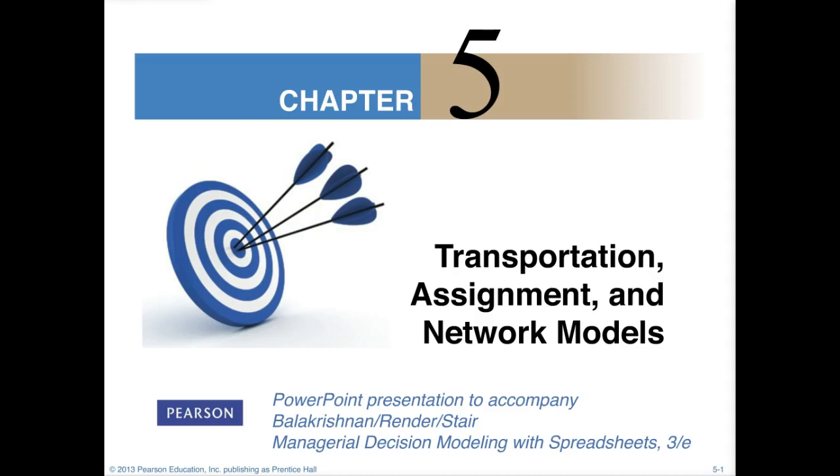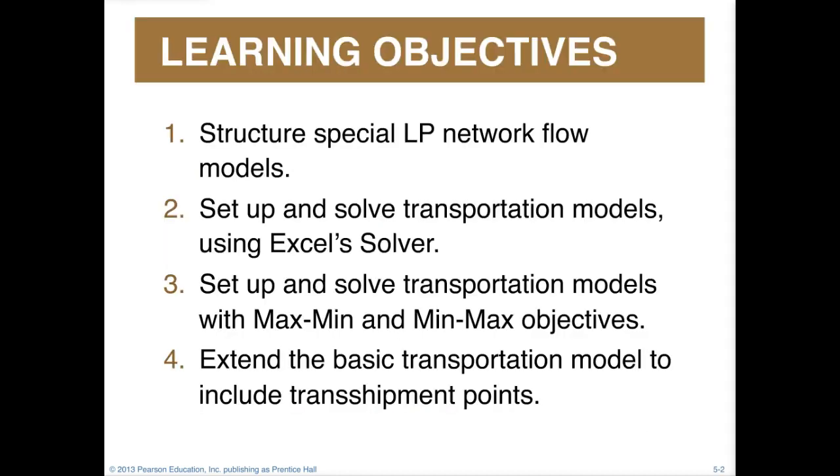So our objectives are as follows. We want to structure special linear programming network flow models. So basically, we want to study some of the basic things that we talk about in a network model. Such things as, what do we call a supply node? What do we call a demand or destination node? And how do we interpret that? We'll also talk about what a transshipment node is and how we interpret that as well.